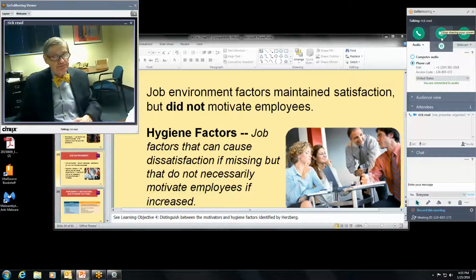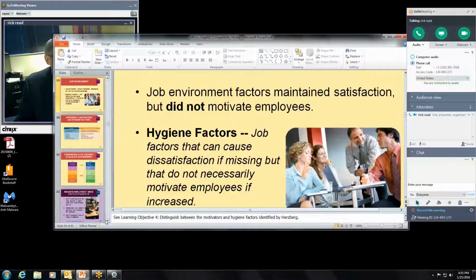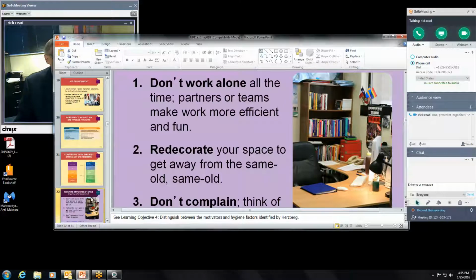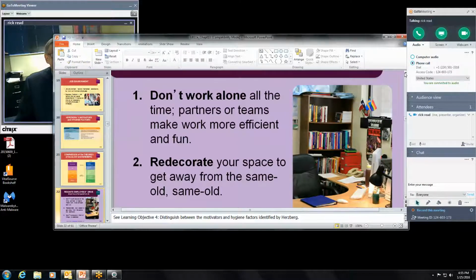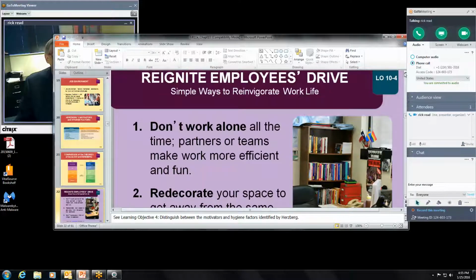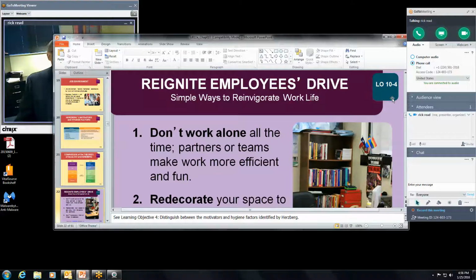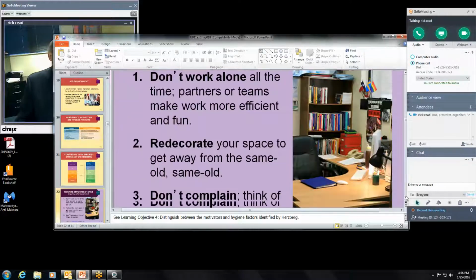Now we're going to move to another theory. Well, before we get here, we're going to address something else. This is reignite employees' drive. Don't work all the time, redecorate your space, don't complain, etc.